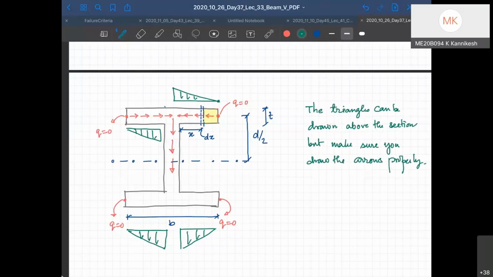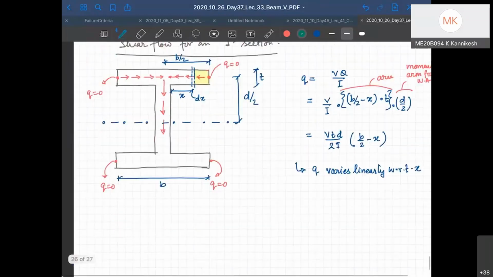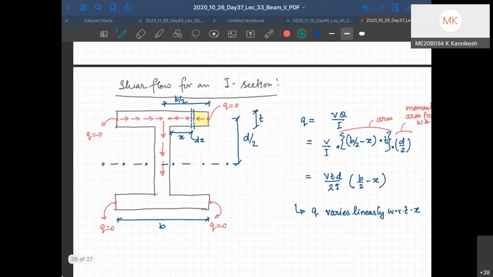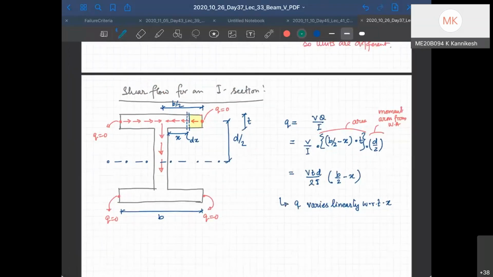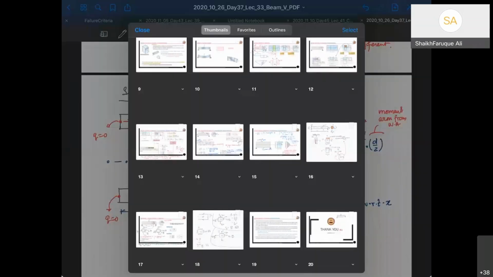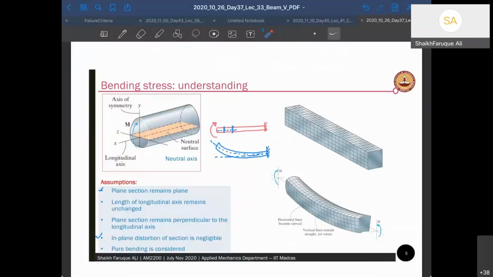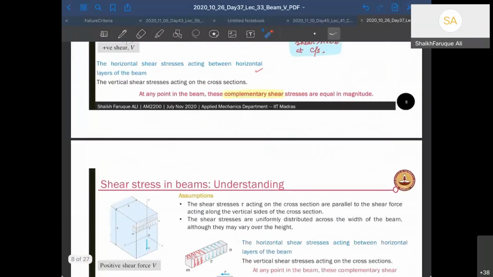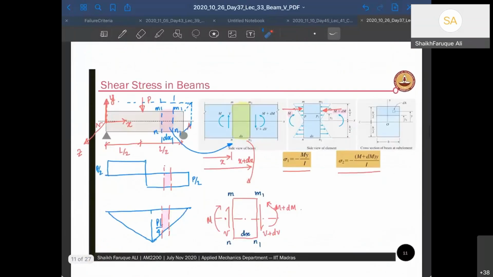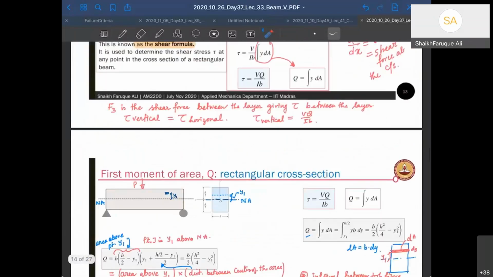Sir? Yes? So the previous slide, sir. Can you please explain this Q part again, sir? This Q part, yeah. So when we did for rectangular cross section, how did we do? If you remember when we did for rectangular cross section, what did we do? We calculated shear stress.